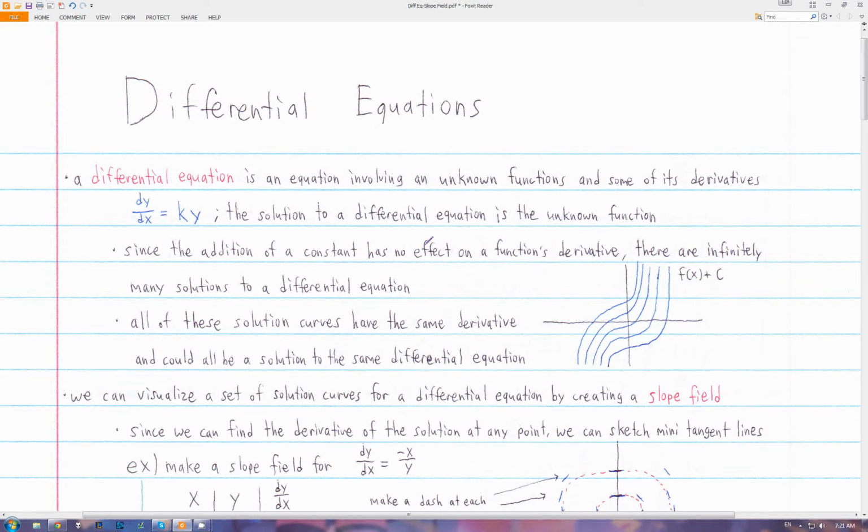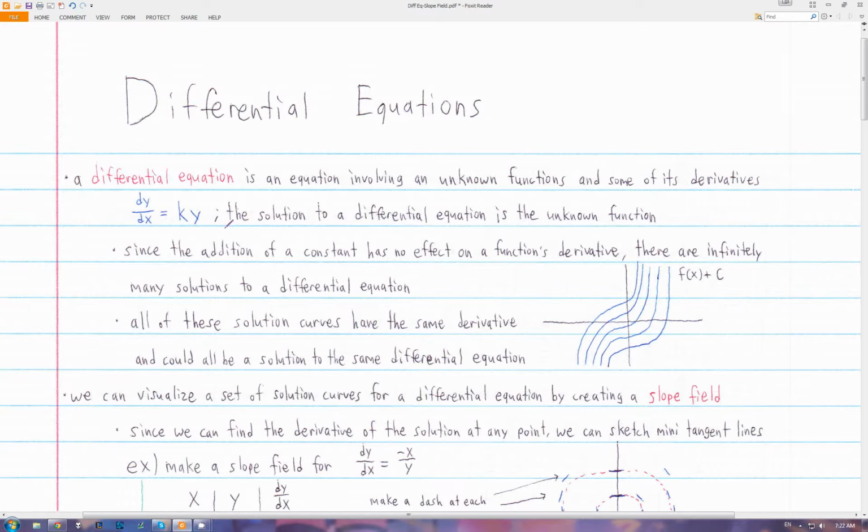A differential equation involves an unknown function and some of its derivatives. And unlike most functions you've encountered so far, we're not solving for a value of x. The solution to a differential equation is the unknown function. So it tells us that the derivative of some unknown function y is equal to ky. And so we want to find the unknown function y.